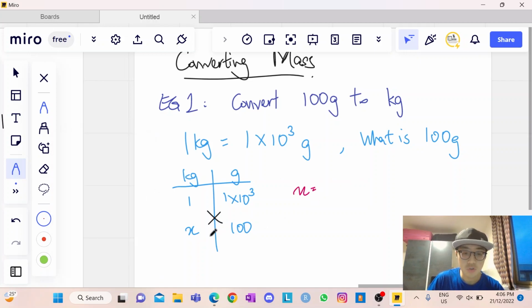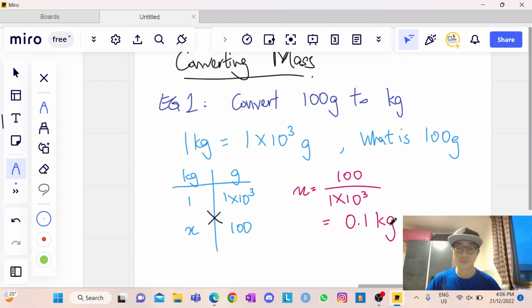x is equal to 100 divided by 1 times 10 to the power of 3, which gives you 0.1 kg. All right, and it actually makes sense because 1 kg is 1000 grams, I mean 1 times 10 to the power of 3 is 1000. So if you move the decimal places by 1, 2, 3, you will get 100 grams. Okay, so it goes the same to convert from kg back to g.